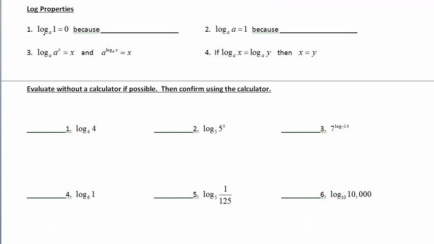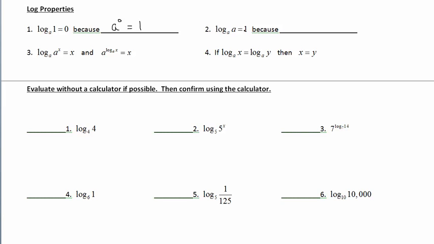For the first log property, it says that log base a of 1 is equal to 0 because, well, let's write this in exponential form to see if that reveals why. If I change this to exponential form, I would start with the base of a, raise it to the 0 power. That would have to be set equal to 1. And that is actually true because anything to the 0 power is equal to 1.